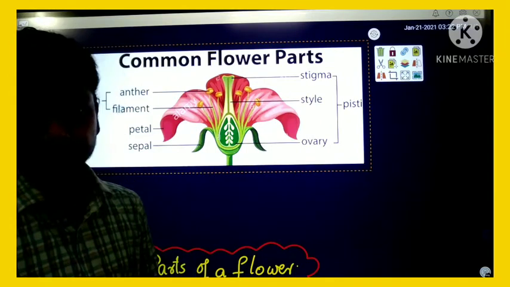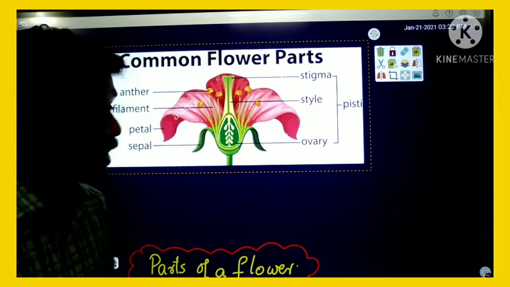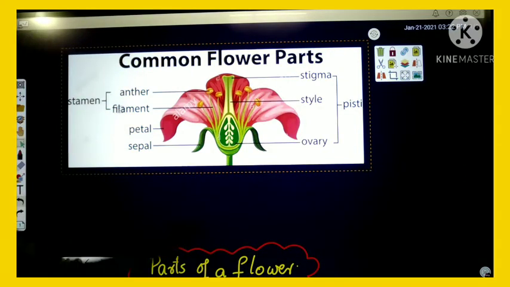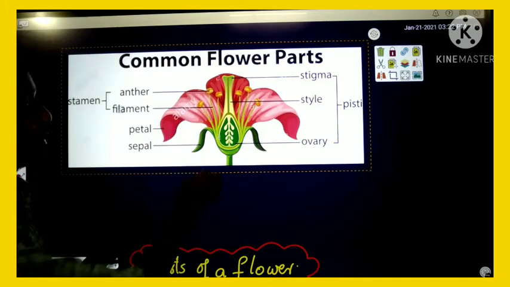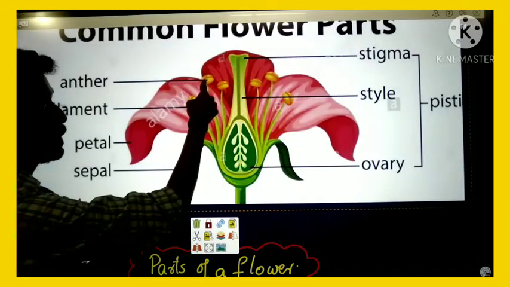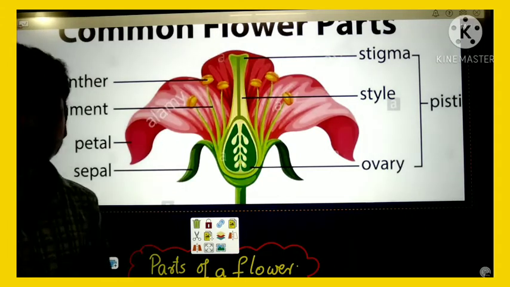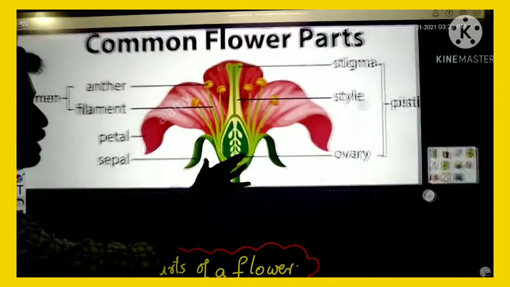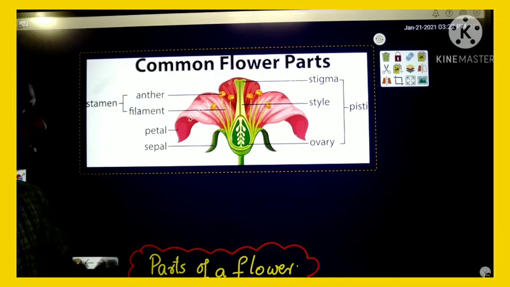The female reproductive part is called pistil. Stamen and pistil. Stamen has two parts, right? First part is called anther and the second is filament. Here you can see the anther. Anther and filament are the two major parts of stamen. That means stamen is the male reproductive part. It contains anther and filament.